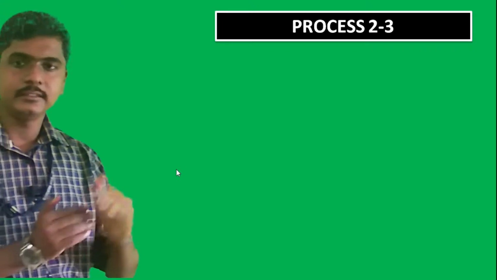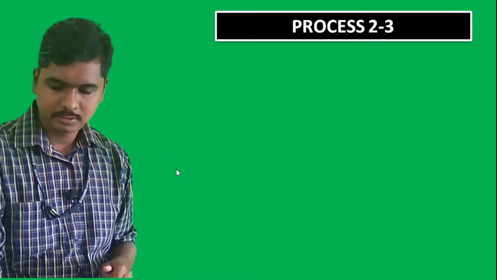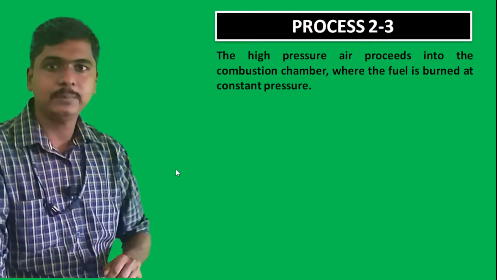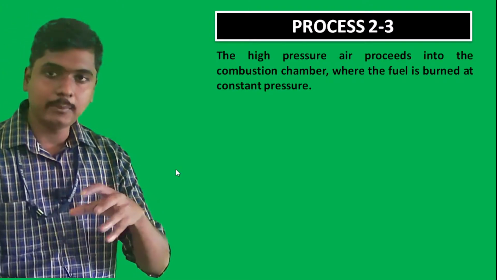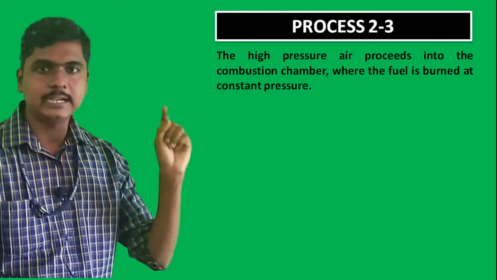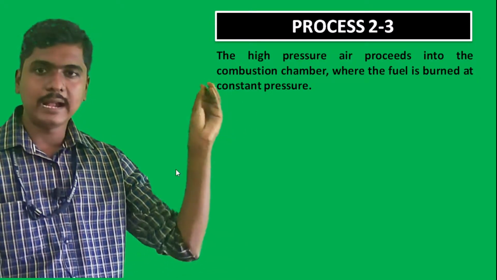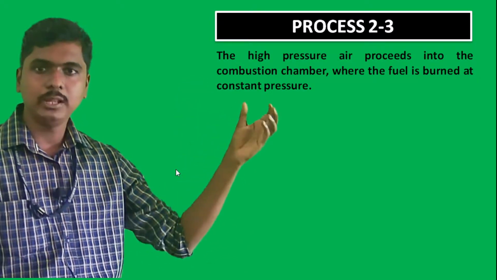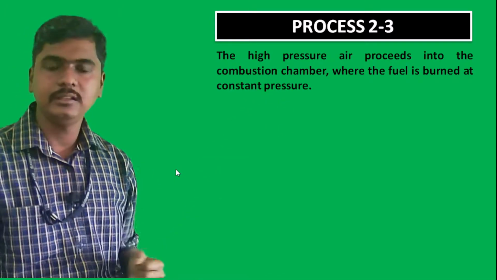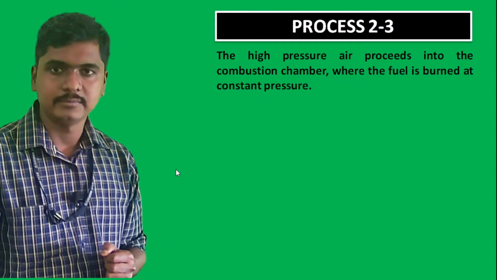That is the first point. The second point is the next one, process 2 to 3. After the compression of air inside the compressor, the air will be drawn out to the combustion chamber. That is what we are going to explain in process 2 to 3. What happened in process 2 to 3? The high pressure air coming out from the compressor will be directed to the combustion chamber. Here we will add the fuel, and the fuel will burn at constant pressure inside the combustion chamber.